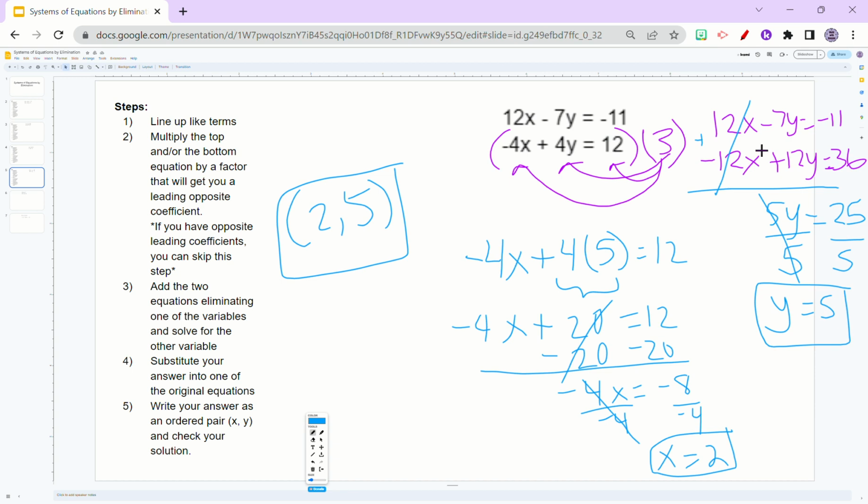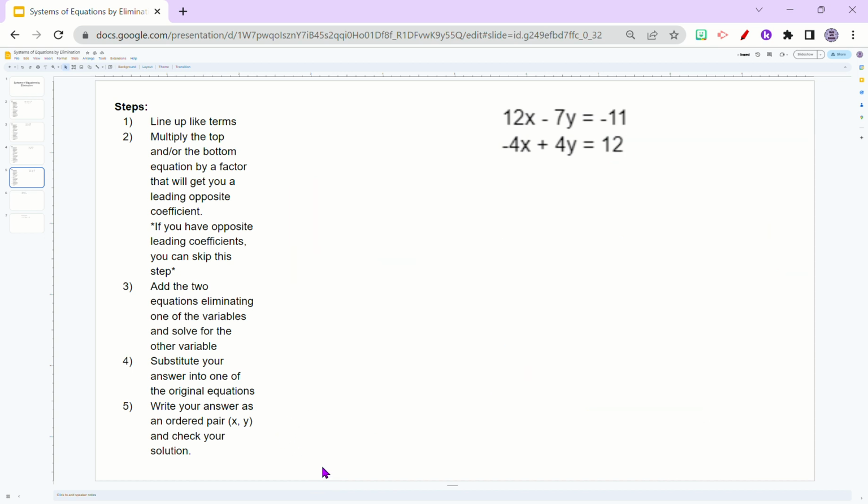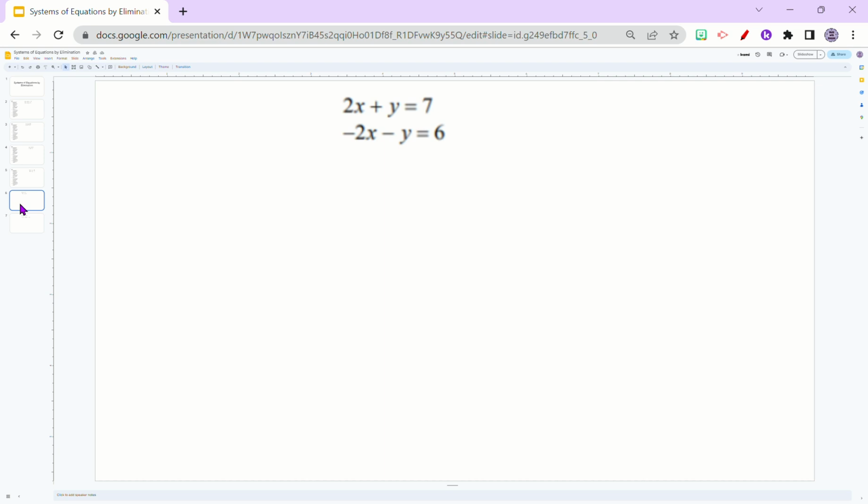And now let's get to our special case equations. Here is the first one. We have 2x plus y is equal to 7, and the second one is negative 2x minus y is equal to 6. So we are going to solve this as usual. Check to see, do we have opposite leading coefficients? Yes, we do. We have a 2 and a negative 2, so we are good to go.